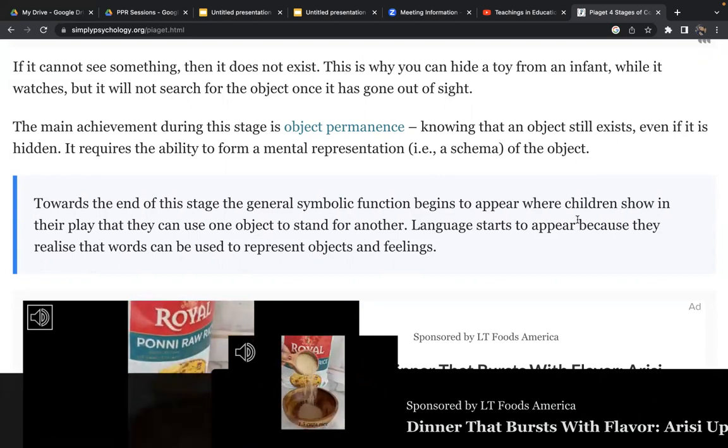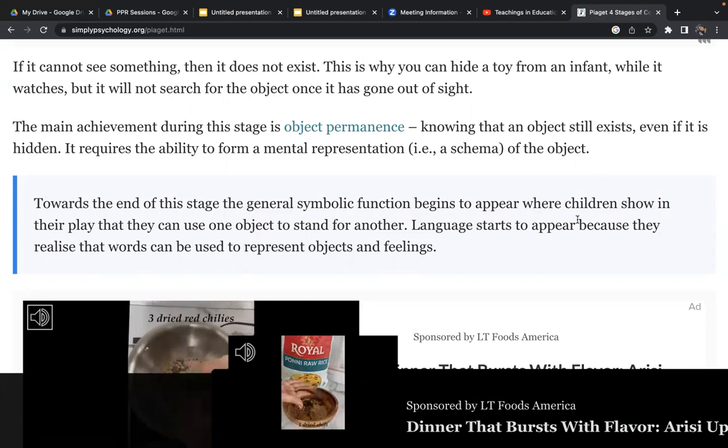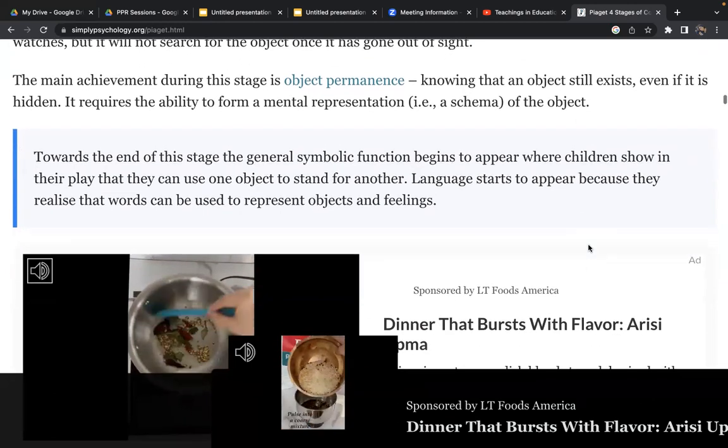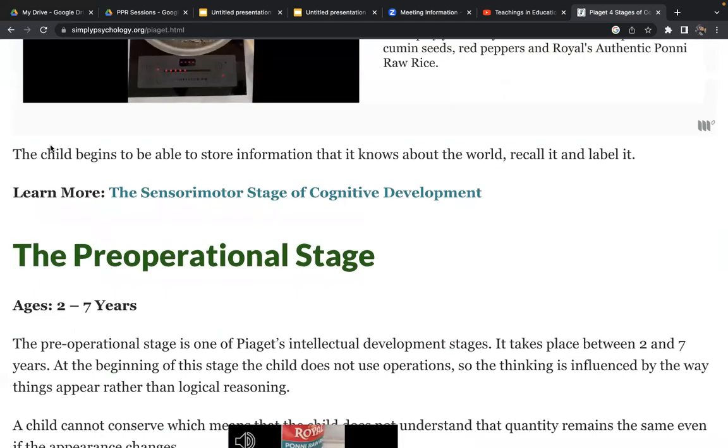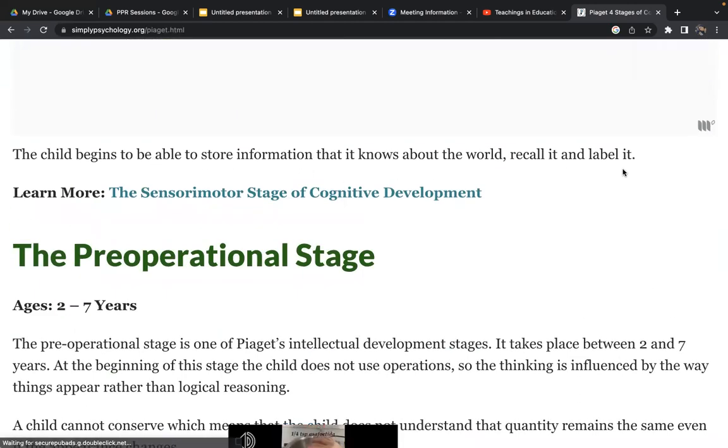And playing that abstraction of the familiarity that they have. Language starts to appear because they realize that words can be used to represent objects and feelings. The child begins to be able to store information it knows about the world, recall it, and label it.